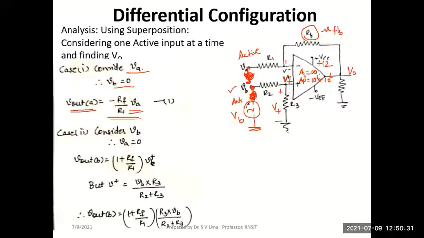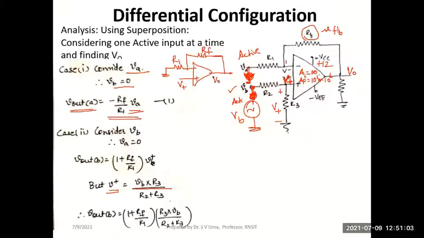Since this VB gets divided among the two resistors, the value of V plus at the non-inverting terminal is VB into R3 by R2 plus R3. Once you find this V plus, now your job is easy. You know the circuit has an input voltage V plus at the non-inverting terminal. It has a resistor R1 connected to ground at the inverting terminal and RF is the negative feedback.